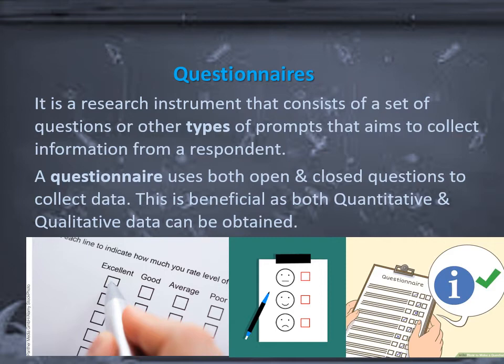A questionnaire is a research instrument that consists of a set of questions or other type of prompts that aims to collect information from a respondent. I'm sure it is one of the most commonly seen or used methods of collecting information. While you're designing a questionnaire, you need to determine that it should not be very long, it should not be very short, it should cover all the aspects that you want to collect the data for, it should match up your objective, it should not talk irrelevant.